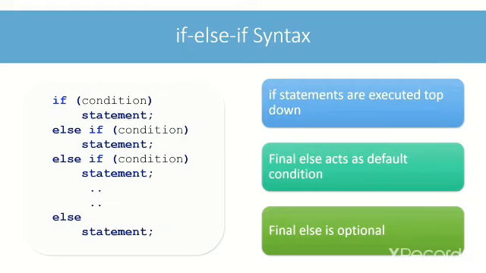The final else acts as a default condition, as in, if all other conditional tests fail, then the last else statement is performed. If you don't write a final else and all other conditions are false, then none of the statements from the if-else-if ladder will get executed.